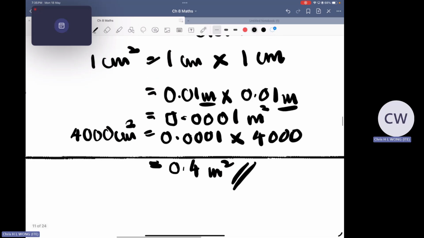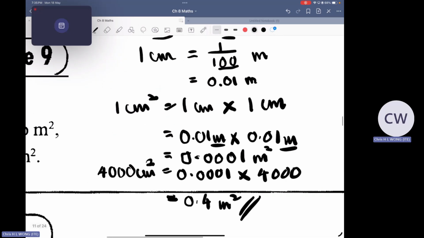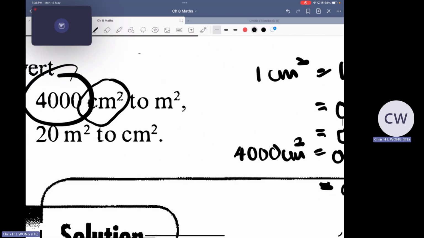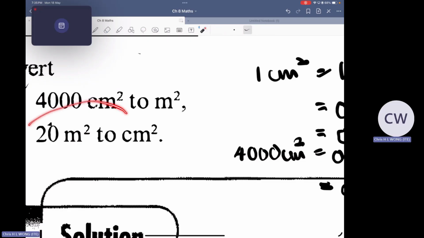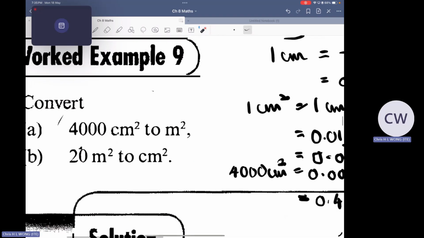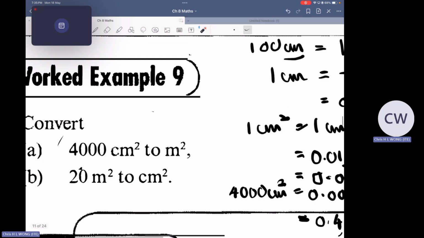Is it okay, Mandy? Done? Okay, now you do the next one for me. I keep quiet. Do this for me, please. Next one. I let you do. 20 meter square to centimeter square. How you do?